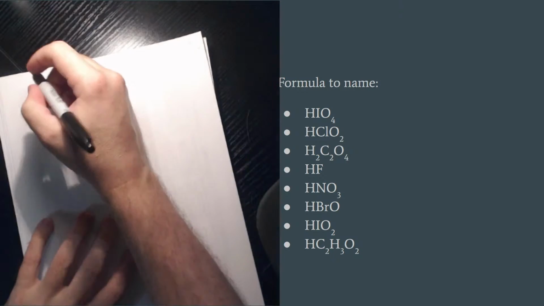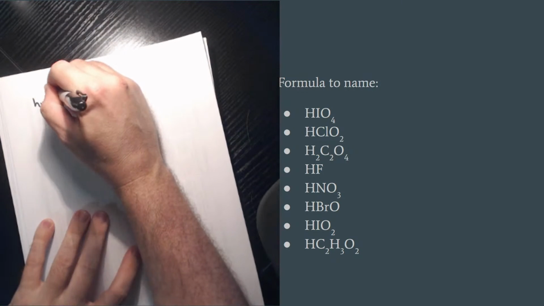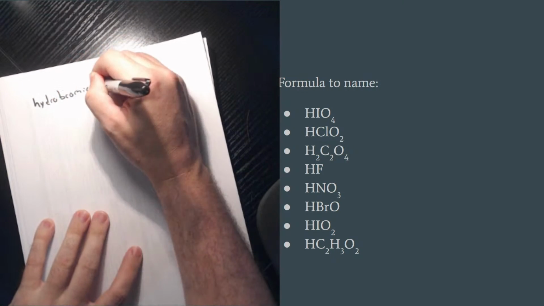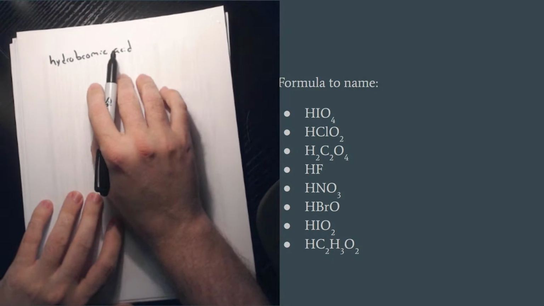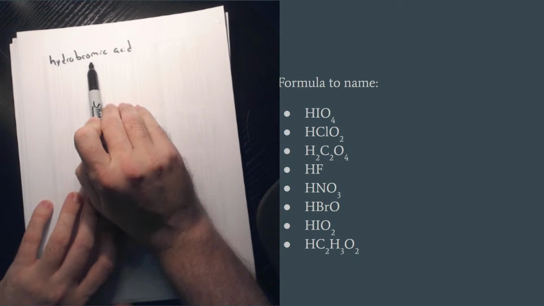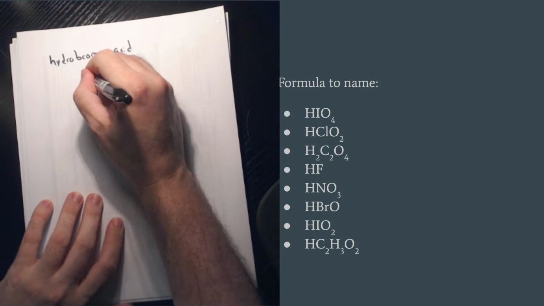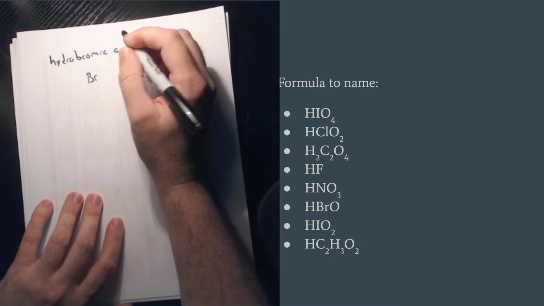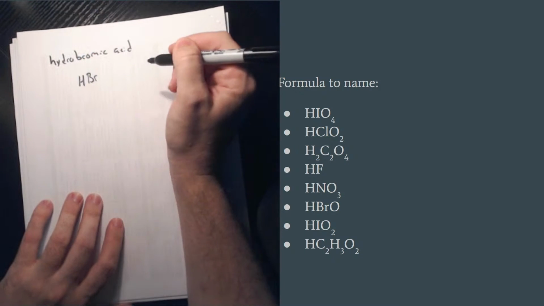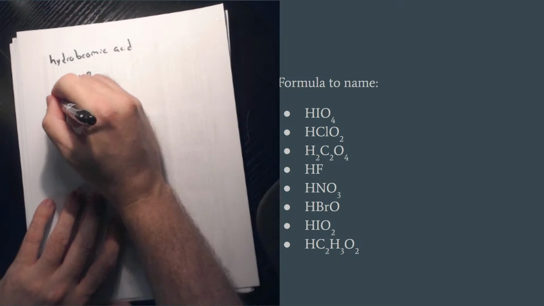Hydrobromic acid. So hydro means it is paired with the monatomic ion. Bromic means it's with bromine. So this is Br, bromide. Bromide takes a 1 minus charge, so only 1 proton.